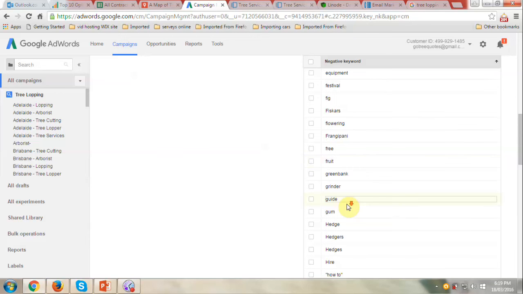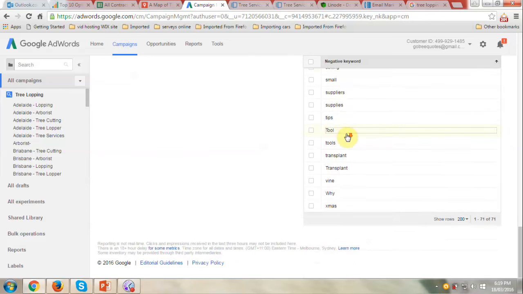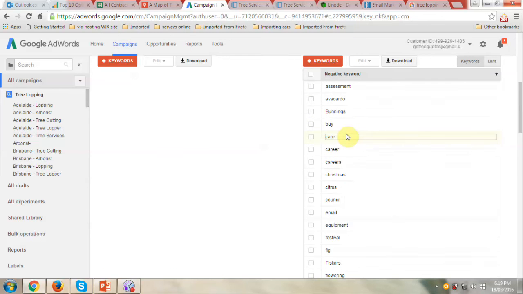So basically, if someone types in stump grinder hire, and they click my ad, that's a waste of money because they're looking to hire a stump grinder. They're not looking to get someone in to do the stump grinding. All these keywords are going to be handy for you guys that have tree businesses, not so much for landscaping guys.